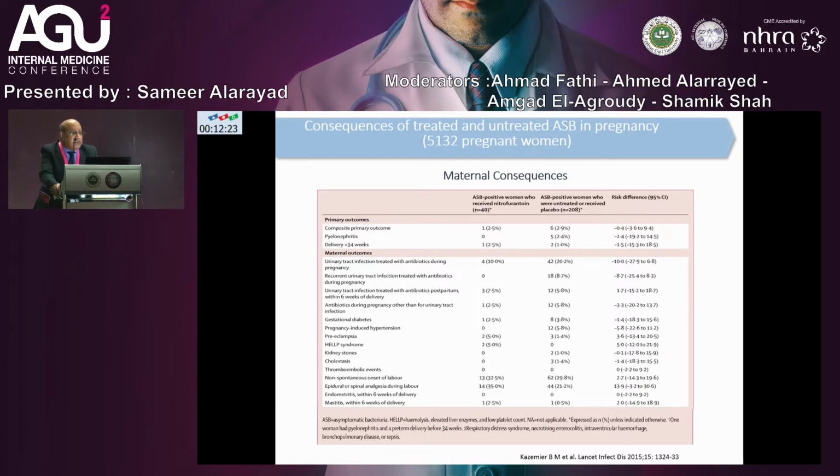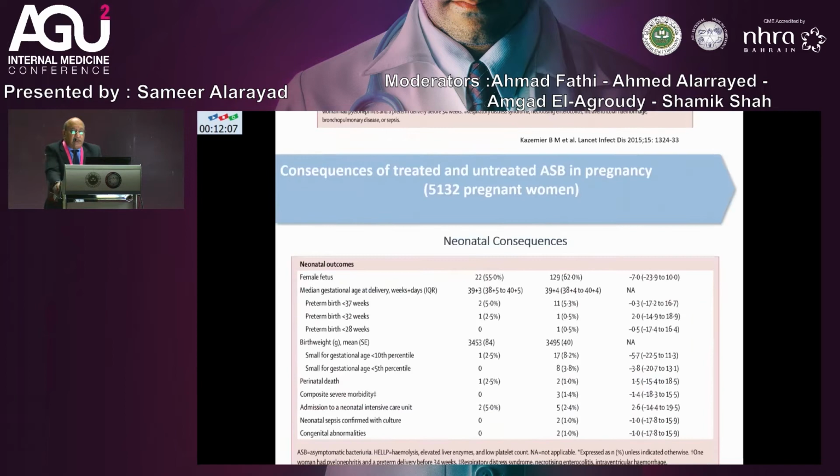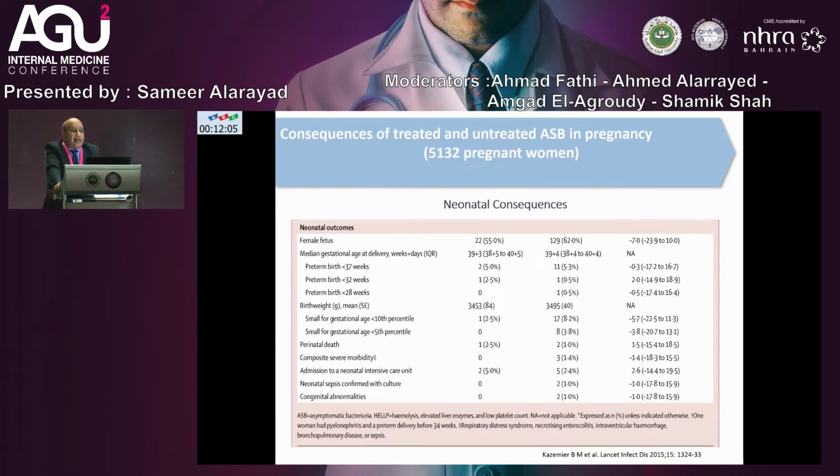Of course, you will see that other complications like pregnancy-induced hypertension and urinary tract infection postpartum are more common in untreated patients. For the neonates, we find preterm birth more common amongst the untreated patients, as well as small for gestational age. It's significantly higher in untreated than treated women.